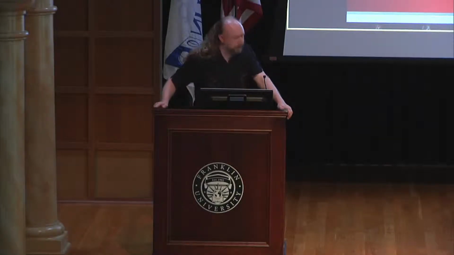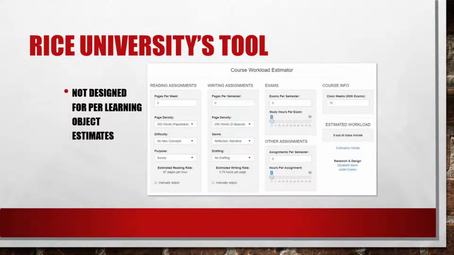One of the things we'll note, as you can see here at least, is that this is not designed for learning object level estimates. This is designed for a more traditional university where they're estimating how many pages of writing per week, or for the whole semester, how many pages of reading per week, and the page density and the difficulty and all those things are generalized for all the resources that might be included. And the same thing with the writing estimates. So that doesn't really work that well for us.